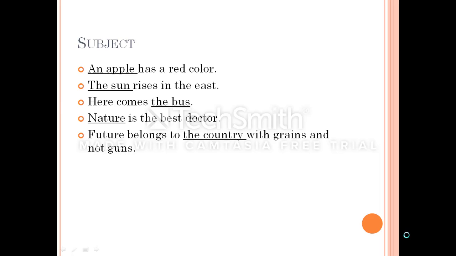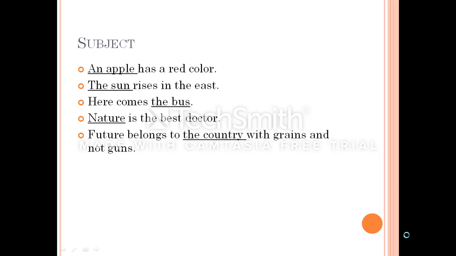So let us look at some examples of the subject first. So here I have a few sentences. An apple has a red color. Okay. So here I am talking about a thing. The thing is an apple. And what important information I am giving about an apple is that it has a red color. So here I am talking about an apple. So here apple is a subject.